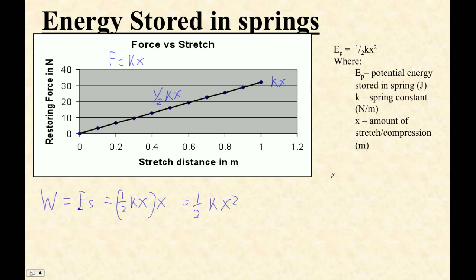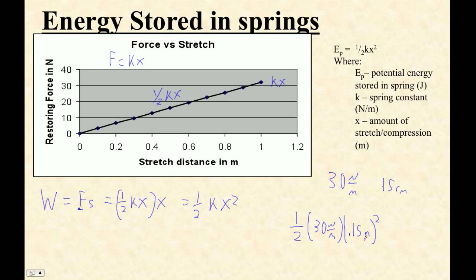So if I've got a 30 newton per meter spring and I compress it, say 15 centimeters, the amount of energy is 1/2 times 30 newtons per meter, times 0.15 meters squared. Now notice the units are going to be newtons divided by meters times meters squared, which is going to be newton meters. That's joules, right?